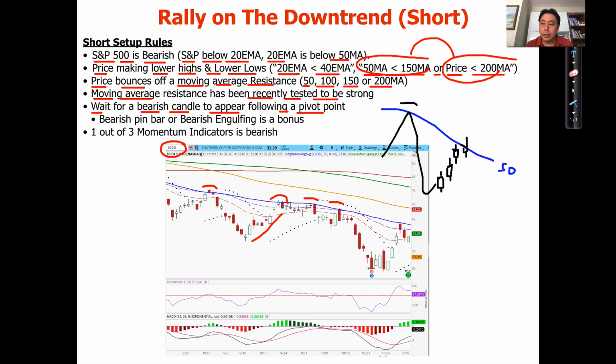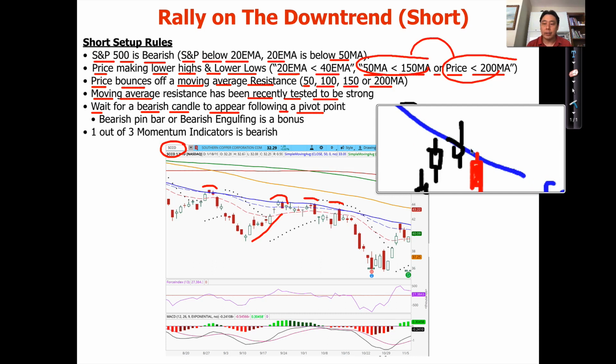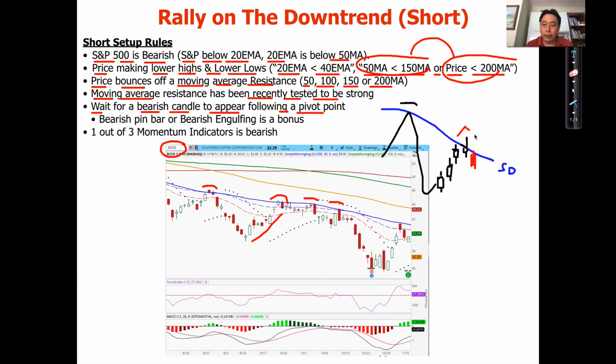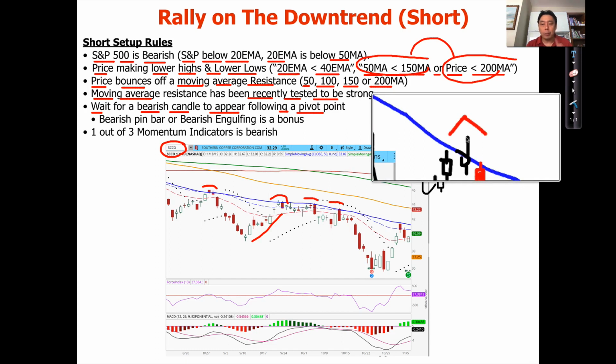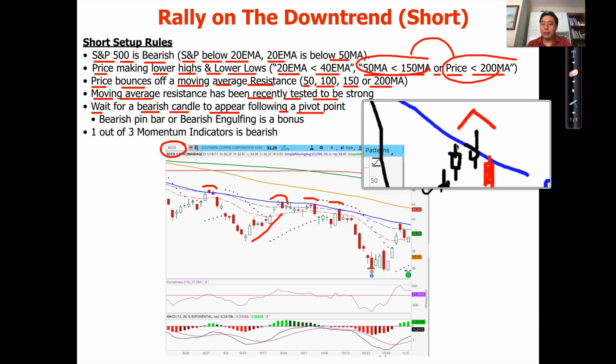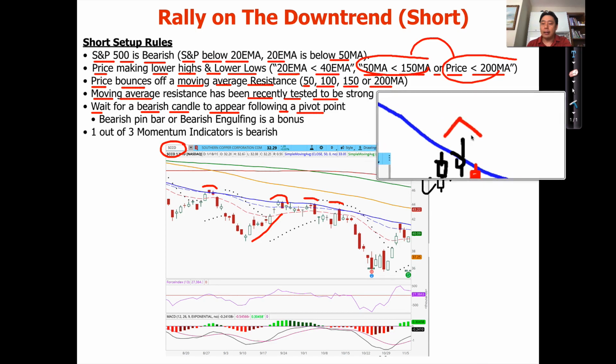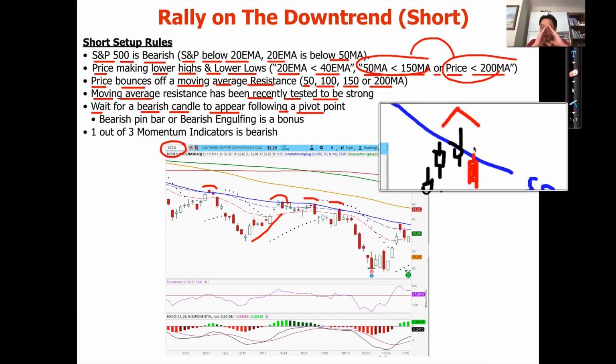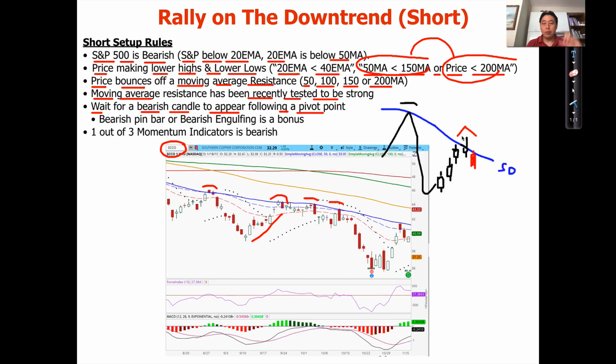Okay, and what you want to see is a bearish candle, like so, a red candle, followed by the pivot point. So can you see where's the pivot point in this case? In this case, this is the pivot point. This high is the pivot point because the pivot point in the short direction is the highest point, which means it makes a higher high than the previous candle and a higher high than the next candle. So that's a pivot point. Once you've got a pivot point, you need to see a bearish candle to take the short trade. If it's a bullish candle, you've got to wait for a bearish candle to appear.